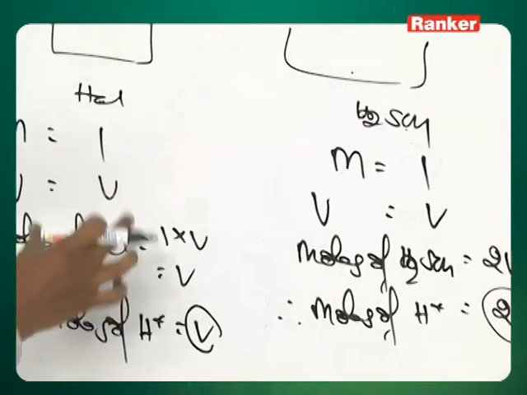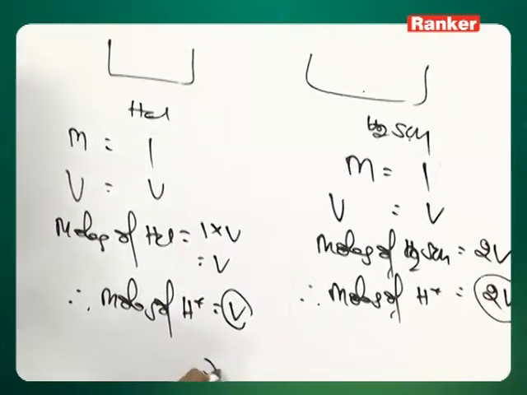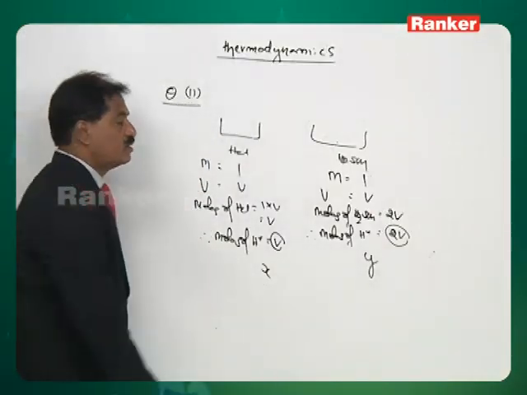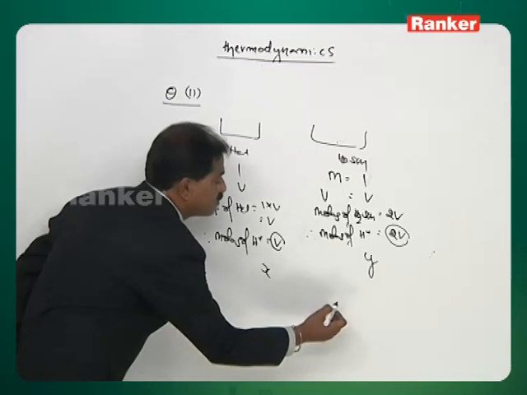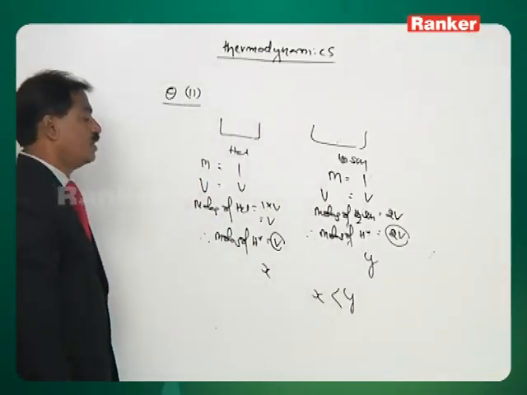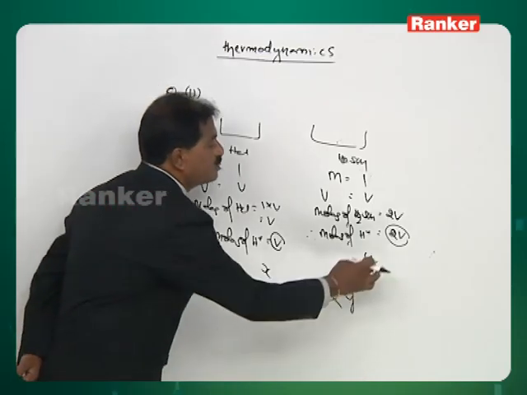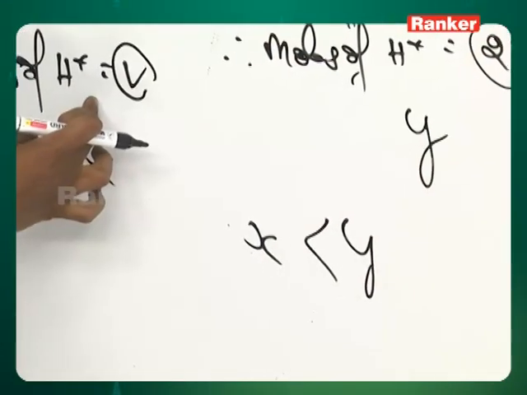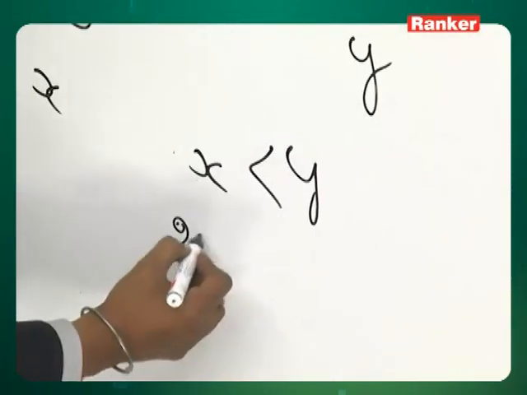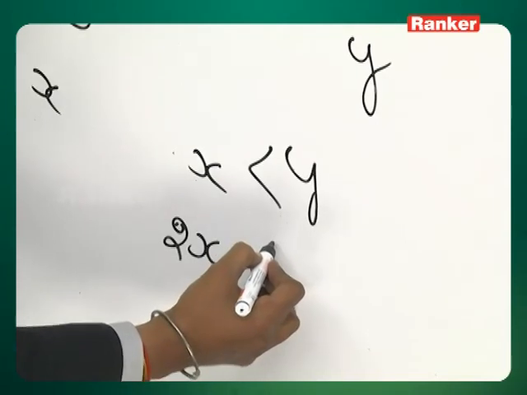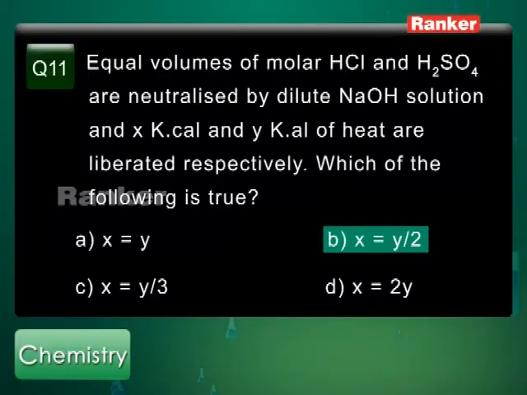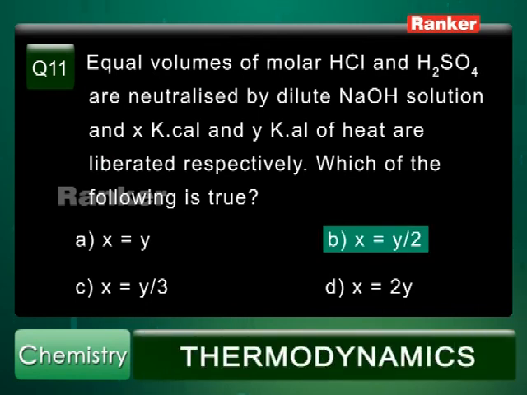Here, the quantity of heat liberated from the HCl is given as X. Here, the quantity of heat liberated from H2SO4 is given as Y. Next, this Y is more and X is less. So, therefore, relation between X and Y is this one. Next, the exact quantitative relation is, see, this is 2 times more than this one. That means the quantitative relation is 2x is equal to y. Therefore, x is equal to y by 2. Therefore, answer is B.